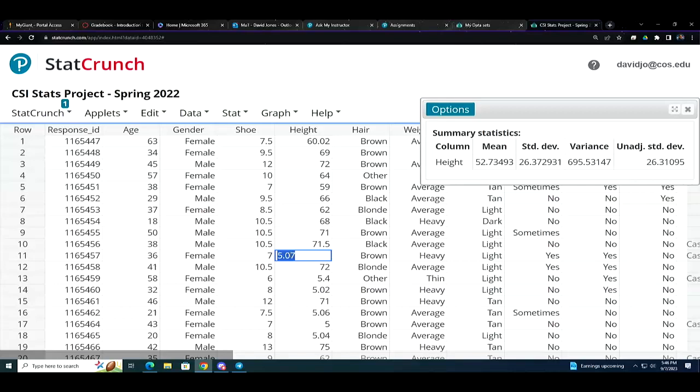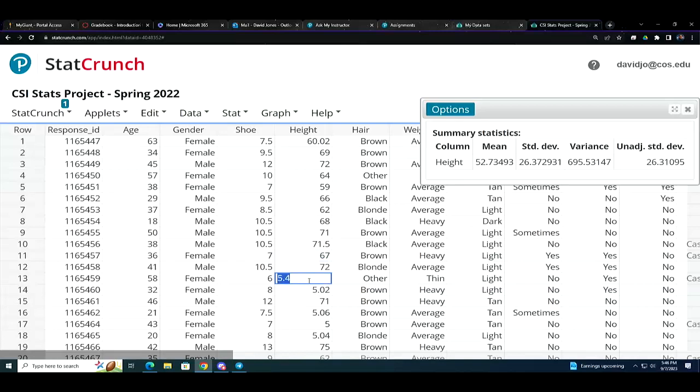So we can either delete them because we don't know for sure that they meant 5'7". They could have meant 50.7. Or we can make the assumption that it was 5'7" and just change it. 5'7", 5 feet is 60 inches. 7 more inches would make that 67. And I could go through and do that for all.